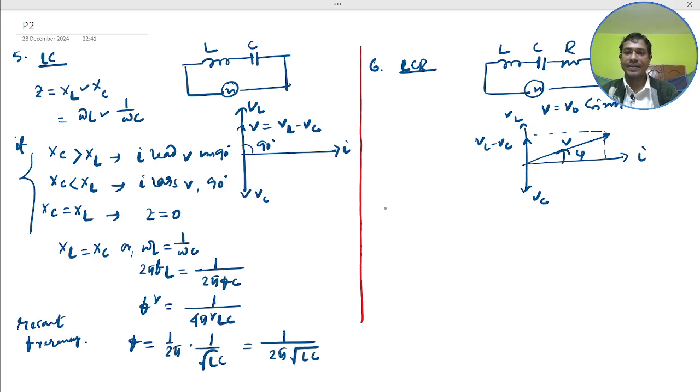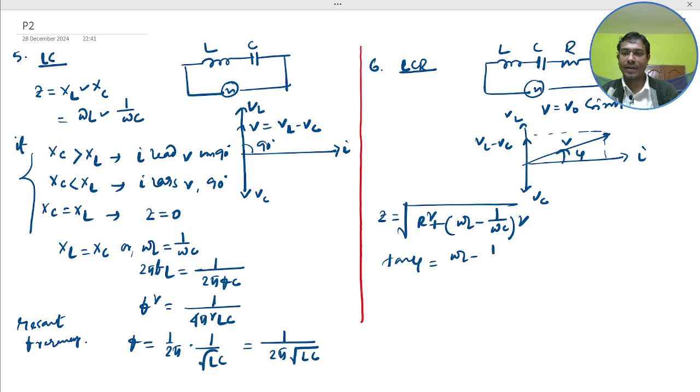So the impedance Z equals root over R square plus omega L minus 1 by omega C whole square, and tan phi, the angle, is omega L minus 1 by omega C divided by R. So the phase becomes tan inverse of omega L minus 1 by omega C divided by R. And another thing is the power factor. This is another important term.